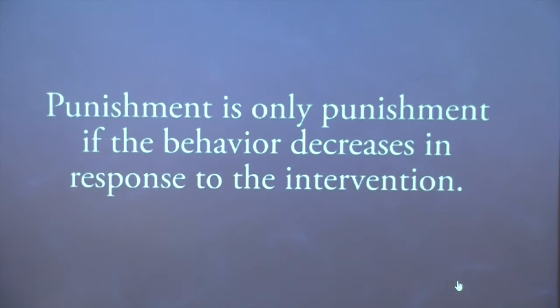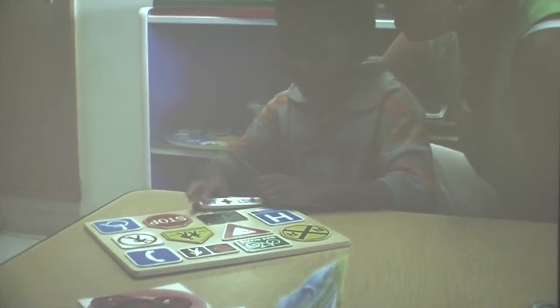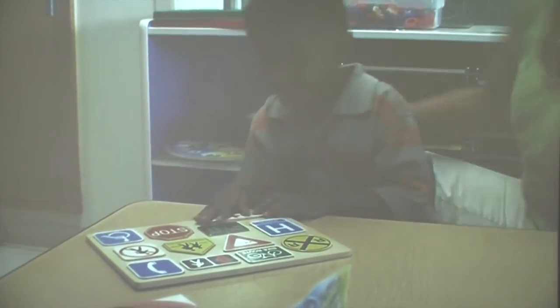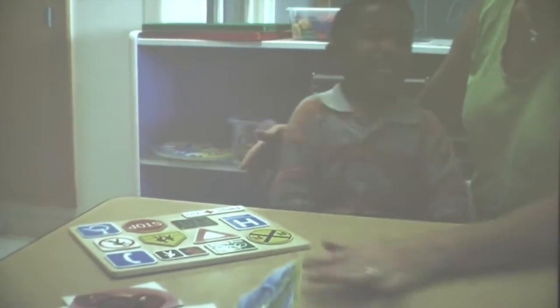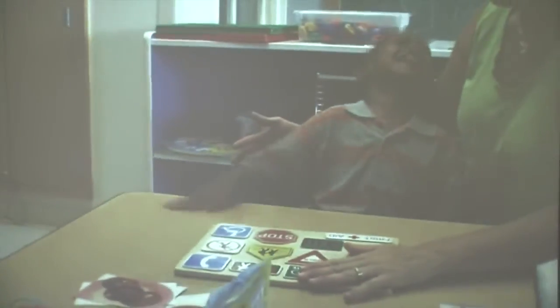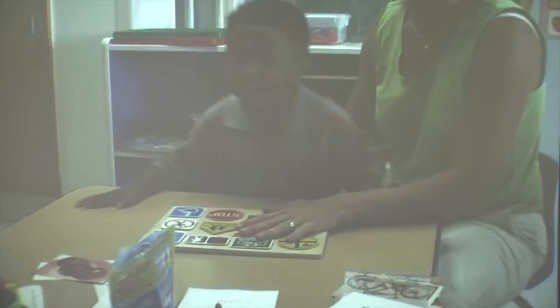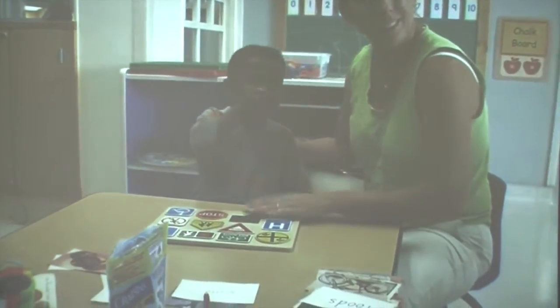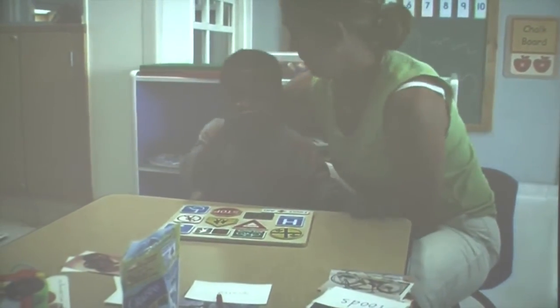Punishment is only punishment if the behavior decreases in response to the intervention. Punishment can cause unwanted and even harmful side effects. Punishment may produce lasting emotional and aggressive reactions. It may cause an increase in escape and avoidance behaviors that were not there initially. The person receiving the punishment may start imitating the punishment behaviors or deliver the punishment to others.